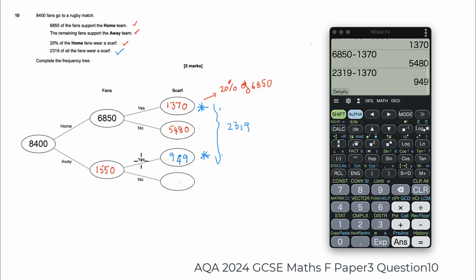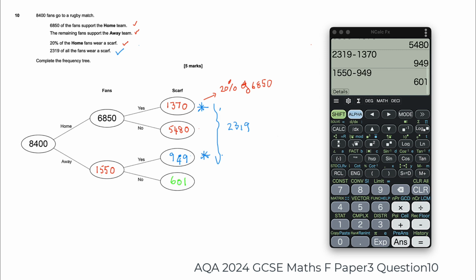1,550 away fans, 949 wear a scarf. How do we work out the number that don't? Well, again, that's a subtraction. We'll do 1,550 minus 949. So that's 1,550 minus 949. And that seemingly is 601.